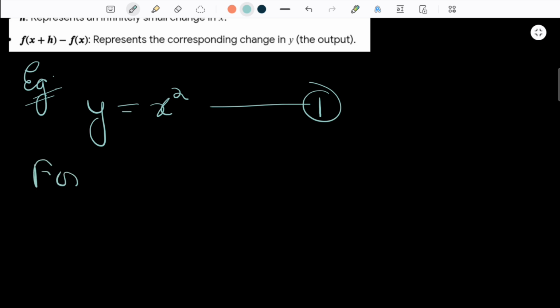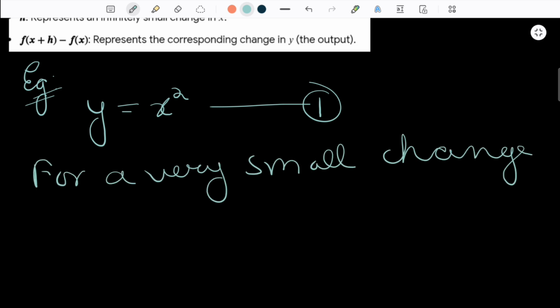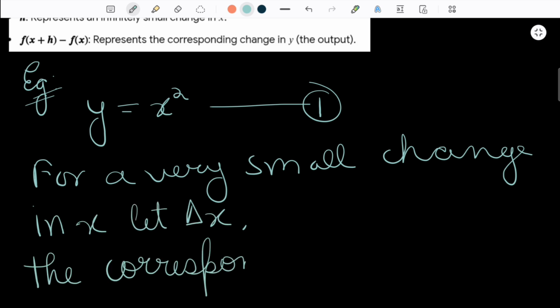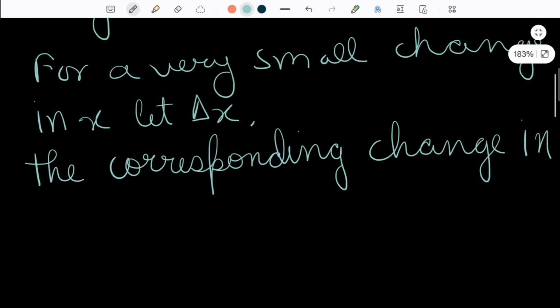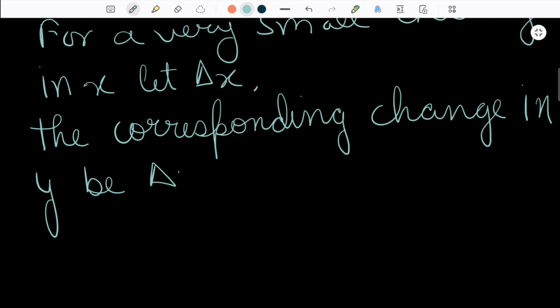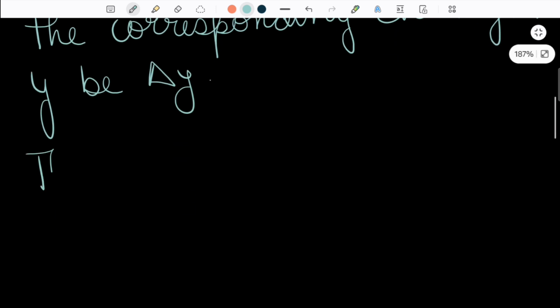Our first example is the following function y is equal to x square. We'll mark it as our equation number 1 and we will state the following line. That is, for a very small change in x represented as delta x, let the corresponding change in y be delta y. Now since it is calculus, we will be dealing with very small changes. That's why we're using delta x and delta y.